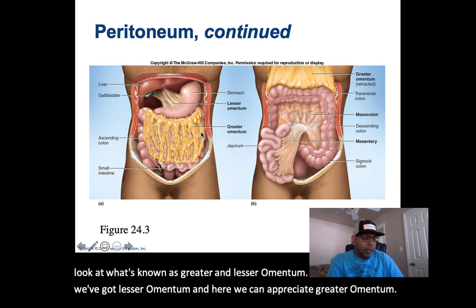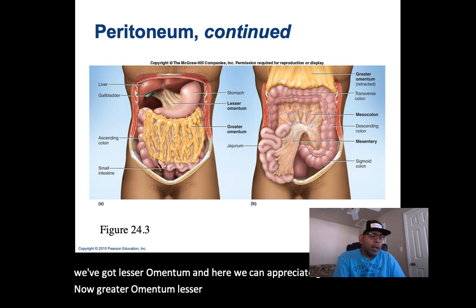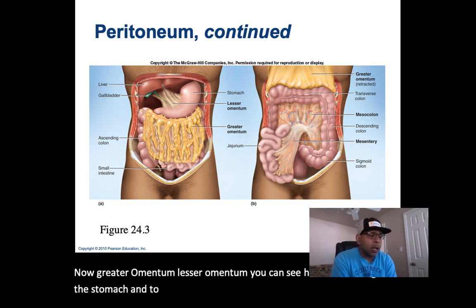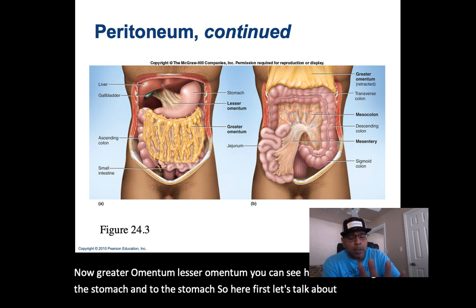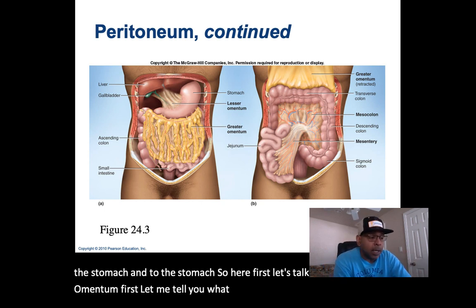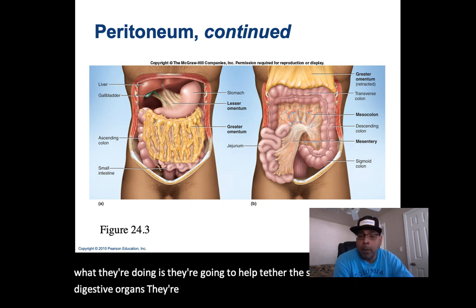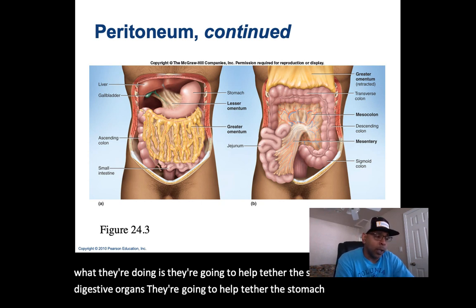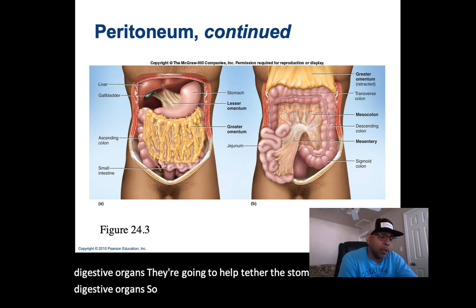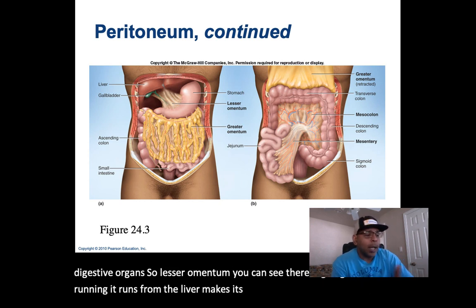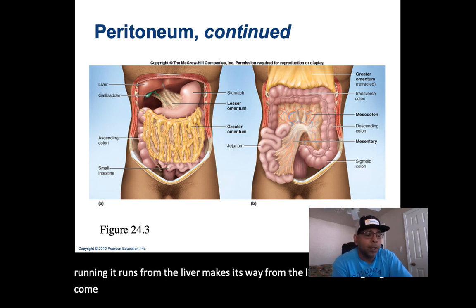Now, greater omenta, lesser omenta, you can see here running from the stomach and to the stomach. First let me tell you what these mesenteries are doing. These mesenteries are going to help tether the stomach to other digestive organs. So lesser omenta, you can see there, runs from the liver and comes down to the lesser curvature of the stomach.